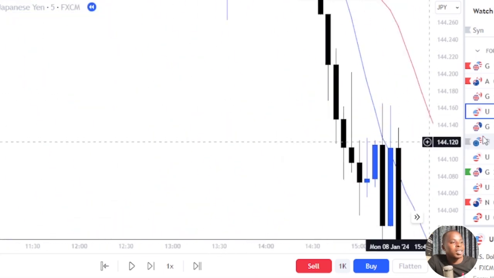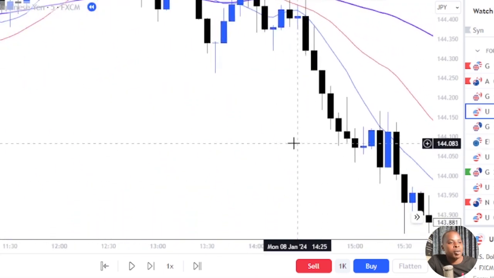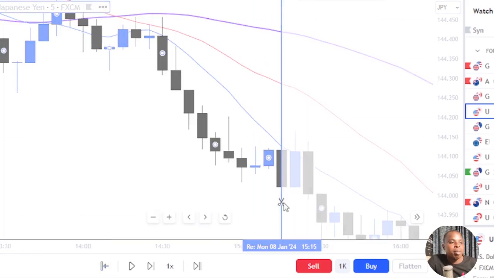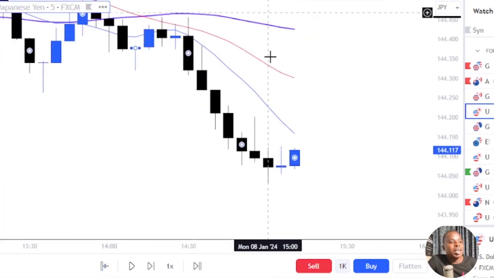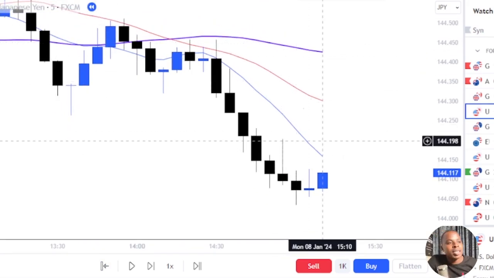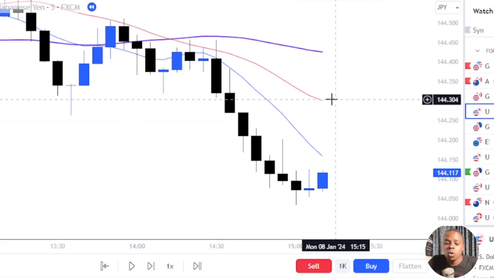You want a clear trend, for example here. So let's say the market was here, because I'm using the market replay mode here, but let's say the market was here. You can clearly see that there is a gap between these moving averages. So there is a clear gap and there's no doubt that we are in a downtrend direction. So when you see this, this is when you start to look for trades.